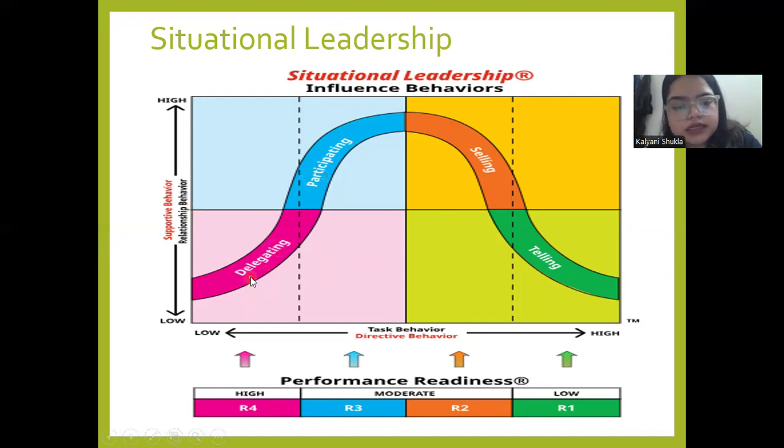Delegating comes when the highest performance readiness is there. So when employees in an organization are performing well, they have the information and the knowledge on how to do the work, then comes delegating, where leaders just delegate the tasks, they do not do anything.